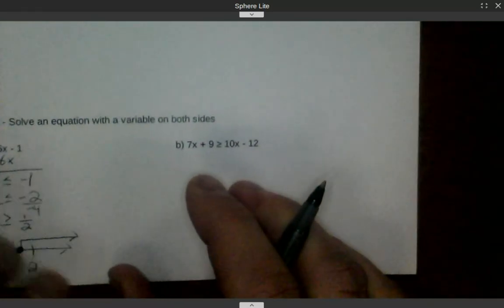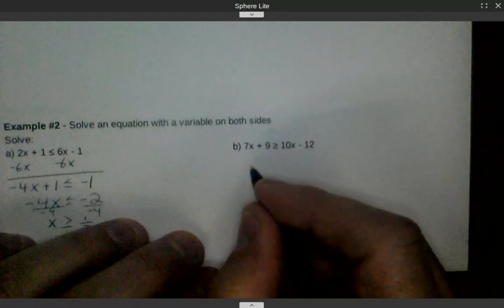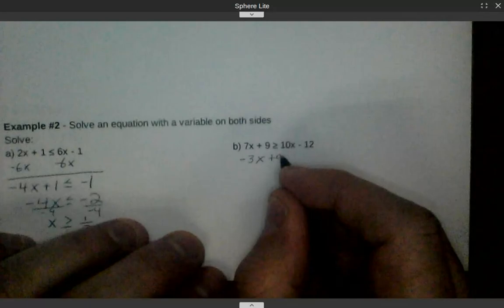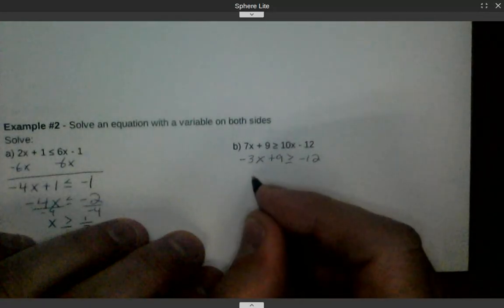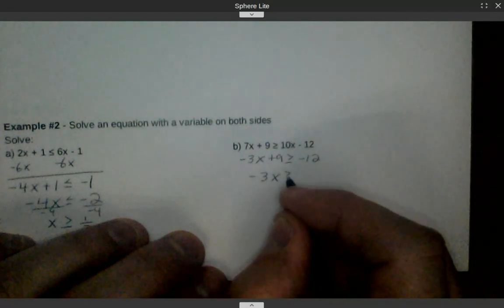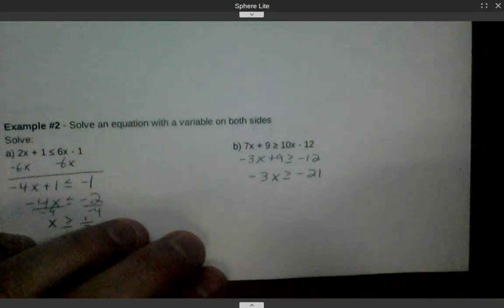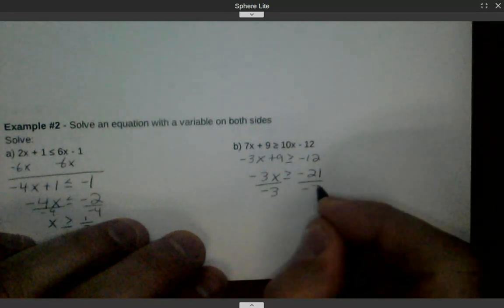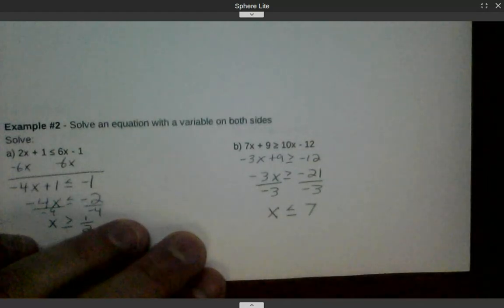Let's look at the second one. On the second one, I want to get my x's on one side and my numbers on the other side. So I'm going to subtract 10x from both sides. This gives me negative 3x on the left side. Then I want to subtract 9 from both sides. That gives me negative 21. I'm going to divide by a negative 3. And again, I'm dividing by a negative, so my inequality sign will switch, and this will be a 7.